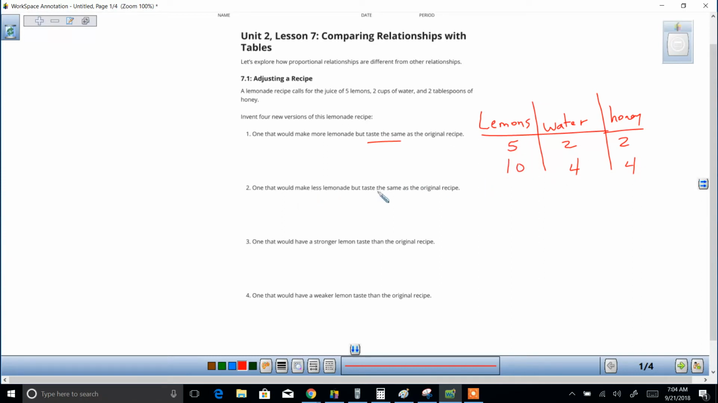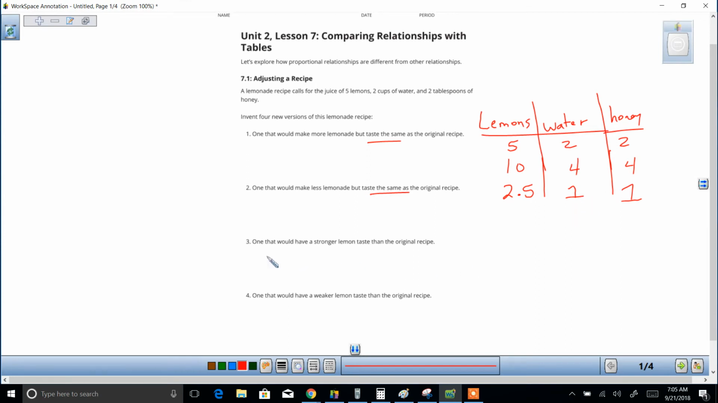Now if we wanted to make one that had the same taste, yet used less lemonade, then we would need to shrink all of these. And an easy way I think of doing that, to shrink all the lemonade usage, is to cut the original in half. Half of 5 is 2.5, half of 2 is 1, and half of 2 is 1. So we could use 2.5 lemons, a full cup of water, and a full tablespoon of honey. It would all taste the same, but make less. You wouldn't have to have as much. You'd only have a cup. So you need like an individual serving or something like that.